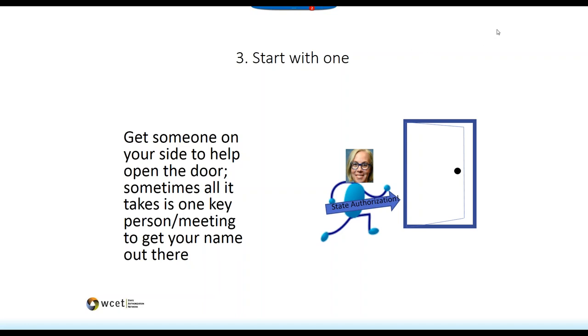What I found that's really helpful is, we've heard this before, but I found it very helpful to really get someone on your side to help open the door. Because once you're fully in that door, then you can really explore what's on the other side and use that to your advantage. For example, here at Sinclair, I have a very supportive dean who gets it when it comes to state authorization. And I found that having that on your side has created a domino effect.